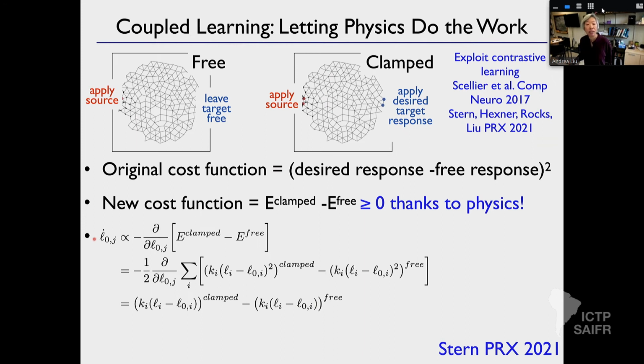So that's it. I've got a local rule. All I have to do is compare the tension in the clamp state to the tension on myself in the free state, and then I adjust myself accordingly. And that will be equivalent to gradient descent on the cost function. It is gradient descent.